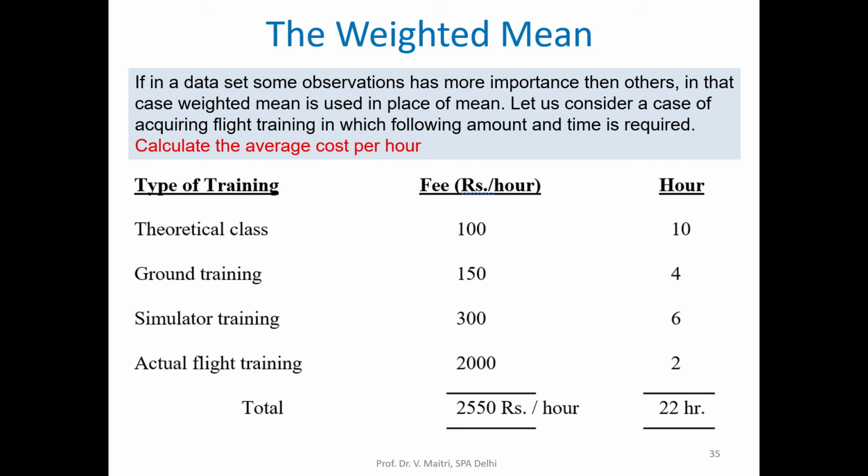We just simply take the average of that, and he spent 22 hours. Can we say what is the average cost of training per hour? Here, just see, it is a very difficult question. If you straightforwardly use the formula, you will face the same fate that the statistician family faced. Just see how to do that, because the actual flight training is very, very important in comparison to the rest of the 3 trainings.